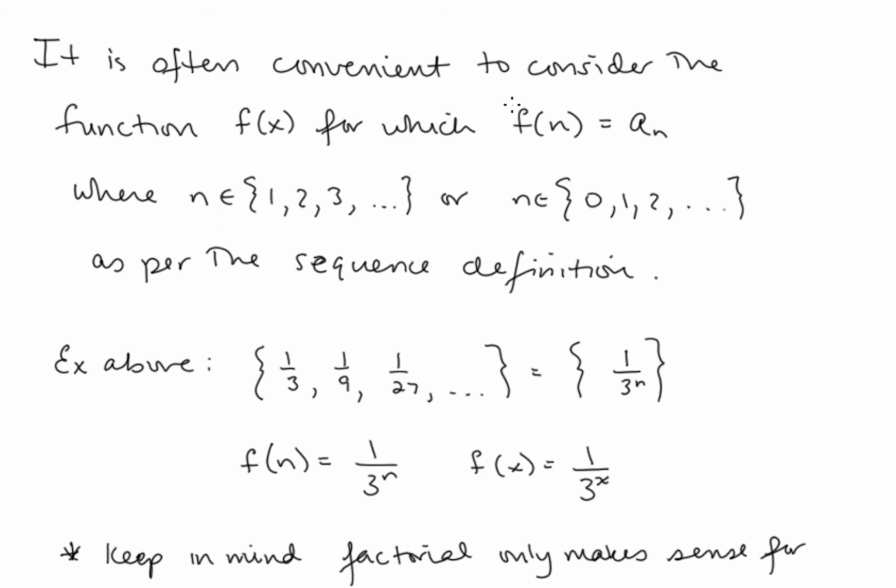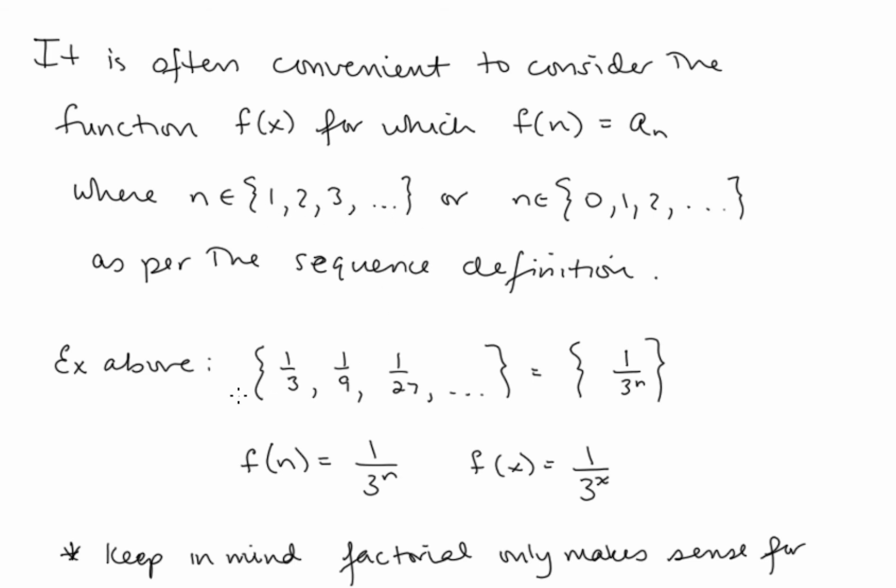Now it's often convenient to consider the function f of x for which f of n is equal to a sub n, where n are the positive integers starting at 1, or sometimes we start the sequence at 0. But you'll see that by the sequence definition. If we were starting at 0, we would put a note n equals 0 to infinity. So unless otherwise specified, you can assume that n starts at 1.